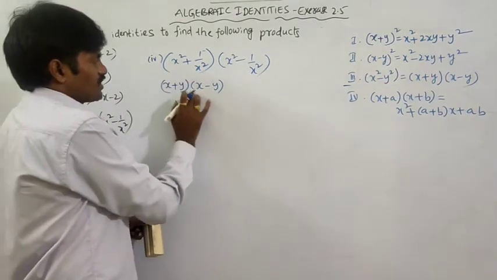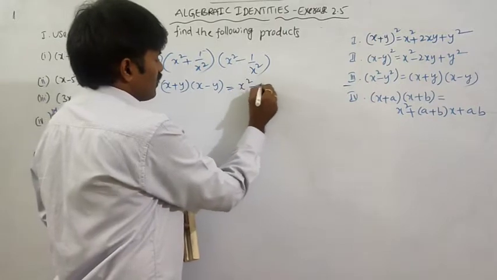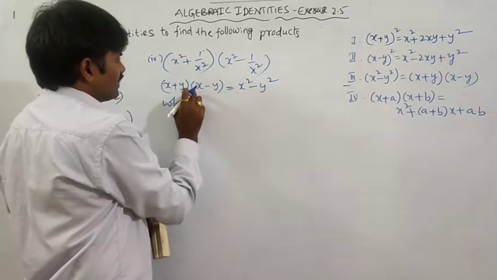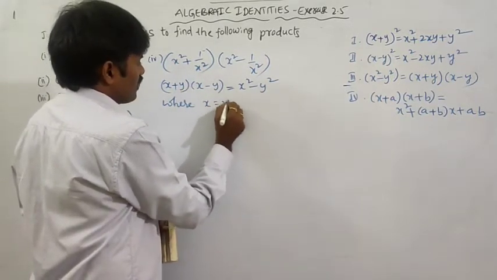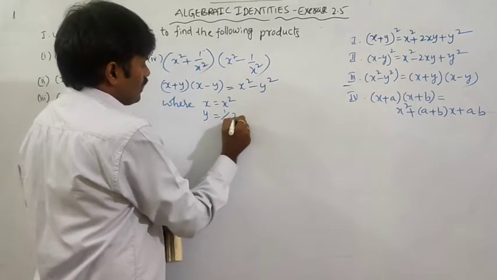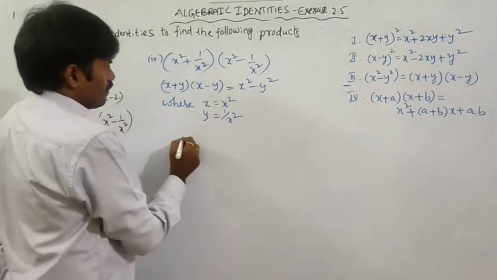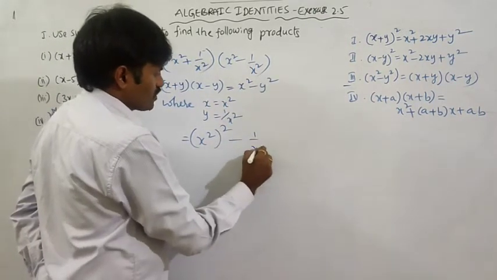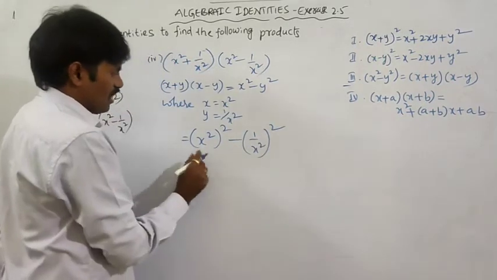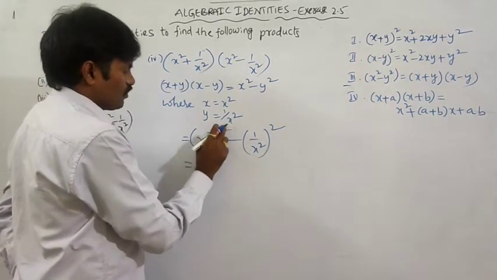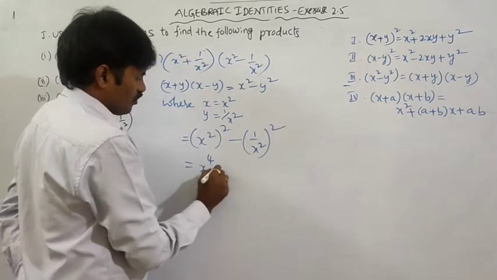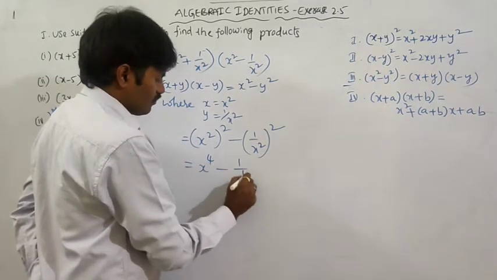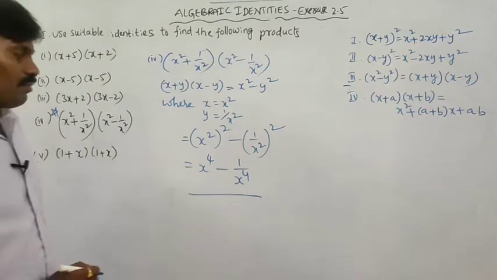It is in the form of (x plus y) into (x minus y) is equal to x square minus y square, where, if you compare with identity 3, x is equal to x square and y is equal to 1 by x square. So putting this, it becomes (x square) whole square minus y square, y value (1 by x square) whole square. According to laws of exponents, (x power 2) whole to the power of 2 gives us 2 into 2, 4. So x to the power of 4 minus, here also 1 square value 1, same (x power 2) whole to the power of 2 value x power 4. This is the final product.